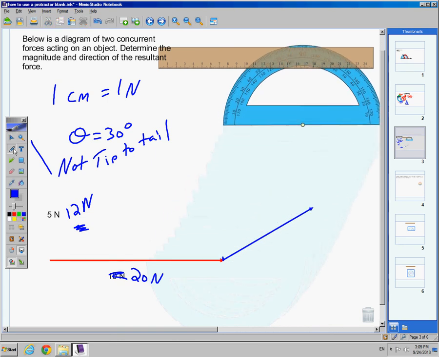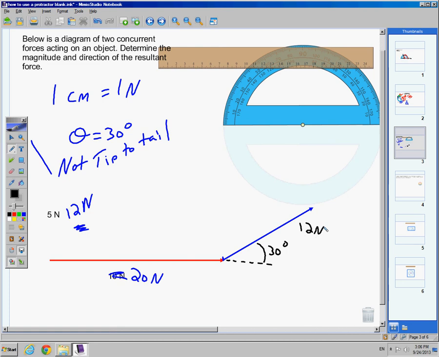I now can say that if I was to extend this line here, that this angle is 30 degrees. And so that has now allowed me to do one thing. Now I'm going to freehand this. It may not be perfect, but I am now in a tip-to-tail format. We have our 12 Newton vector and our 20 Newton.